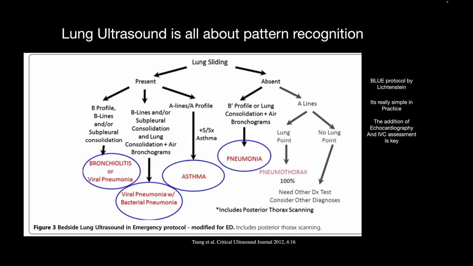On the left-hand side of this diagram, we have normal lung sliding, so as we look at that pleural surface, we can see the two pleural lines sliding over one another.